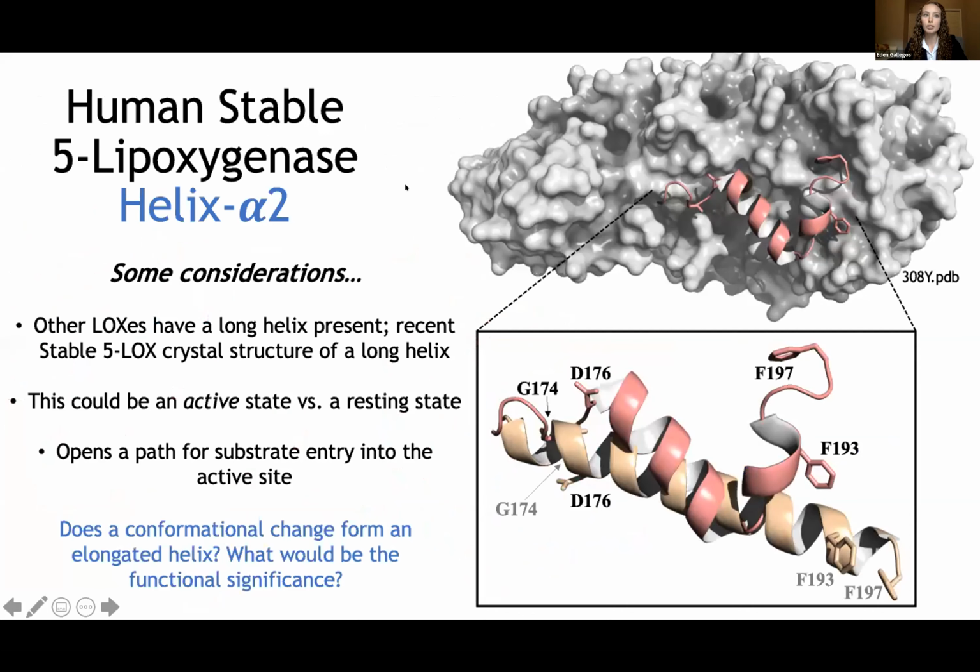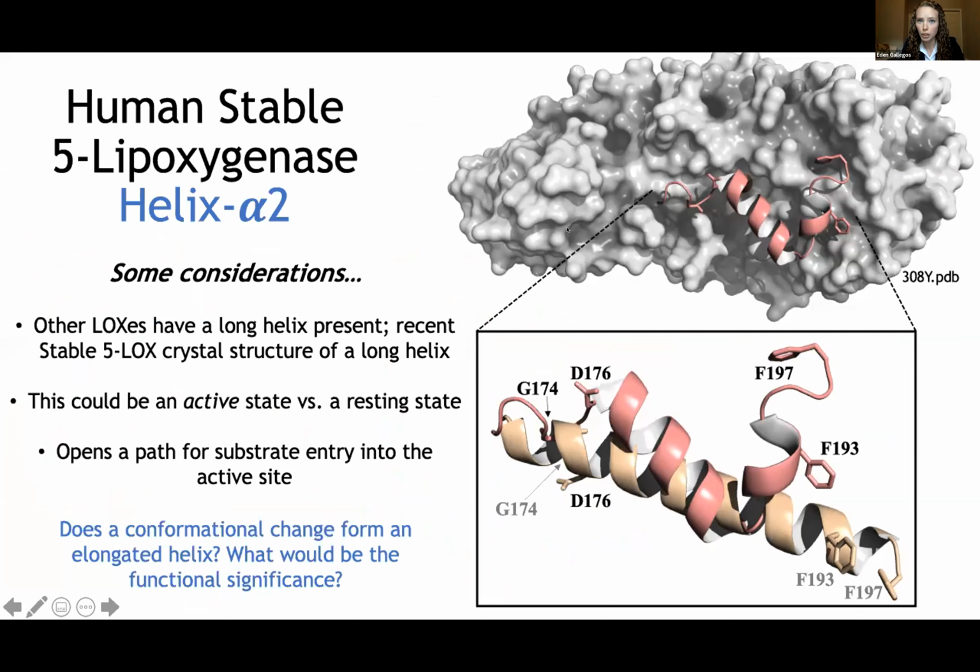So helix alpha 2 is very different in the 5-LOX structure compared to other LOXes. While 5-LOX shows a broken V-shaped helix, other LOXes, such as 15-LOX-2, show an elongated version. However, recent crystallization experiments actually revealed this elongated structure in 5-LOX. This is pictured to the right.